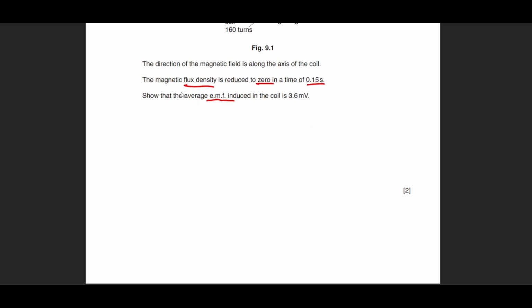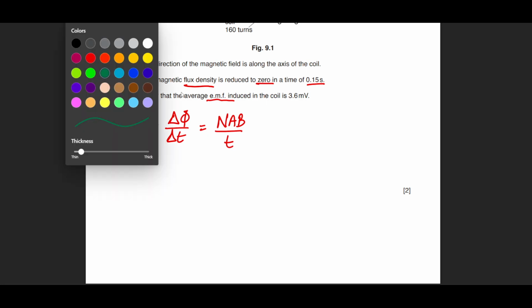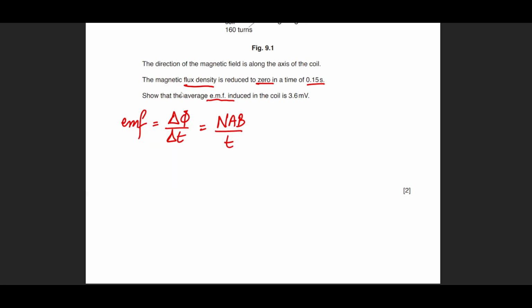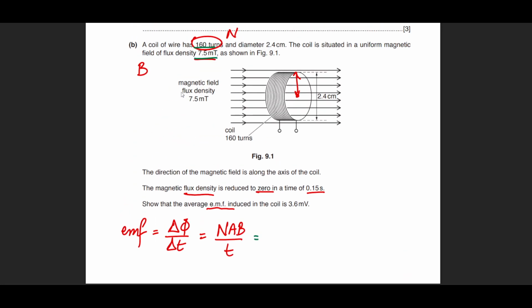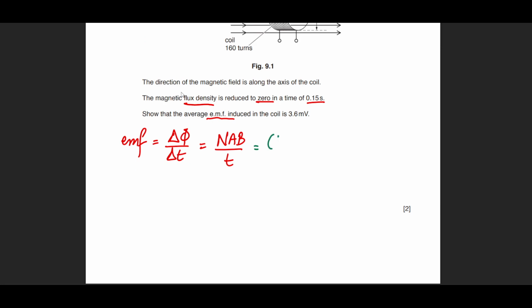You see, the induced EMF formula was generally change of flux divided by change in time. So we have the formula for change of flux, which is NAB divided by time. Although if it was just a single coil, then N would not be present over here because then that will have a value of 1. So right now we have the value of N, 160 turns, we have 7.5. Let's put those values. So 160 as N, the cross-sectional area we'll get later. So 7.5 milli, so it's 10 raised to the power minus 3. And then let's find out the area.